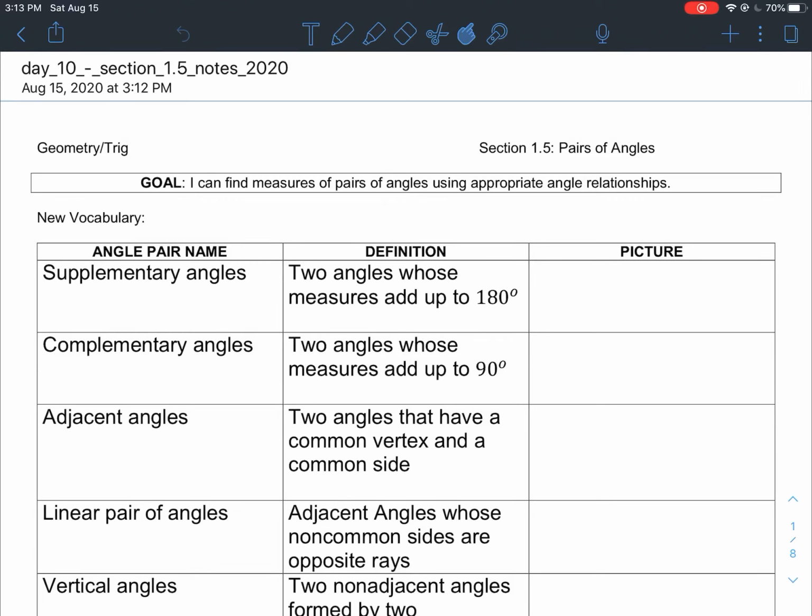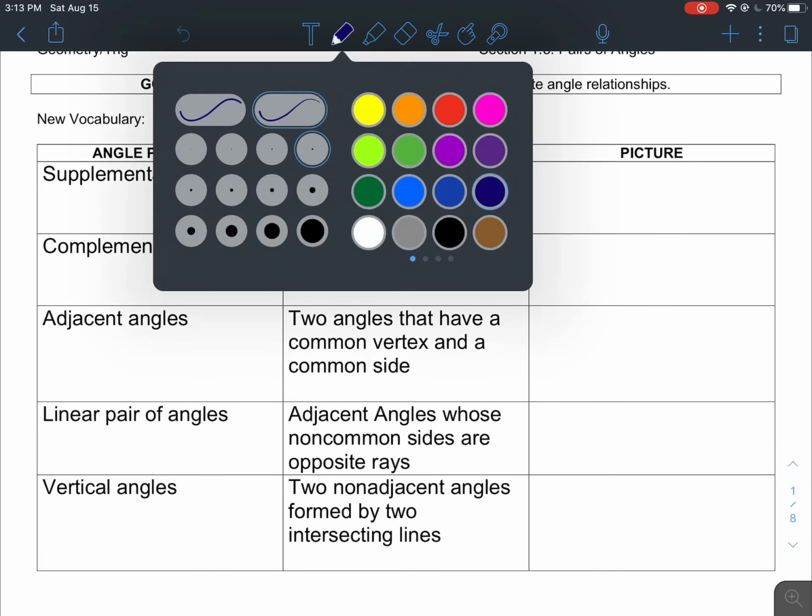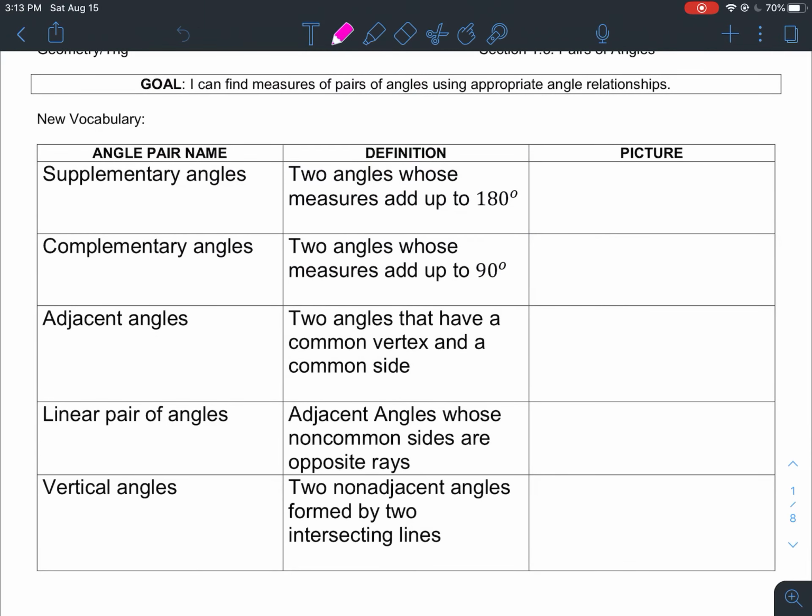All right, students, section 1.5, pairs of angles. This is our last section of the first chapter. A lot of vocab here today, so let's go ahead and get started.